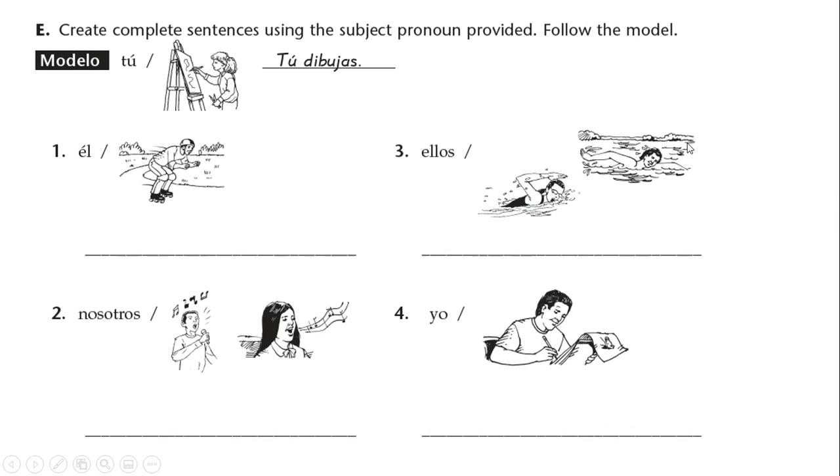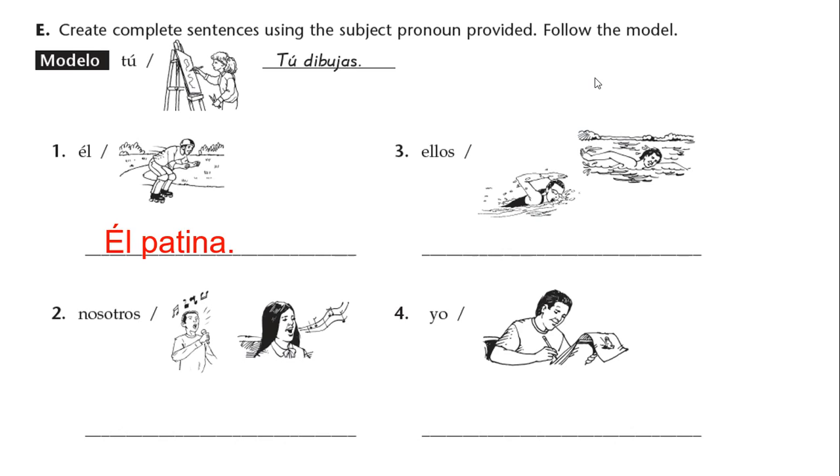And the last examples, you are going to write a sentence with whatever activity you see in the picture. Okay, so for the model, there's two and there's a person drawing. So it's tú dibujas. Go ahead and attempt 1 through 4. Pause the video so that you can utilize your notebook. Look up the verbs if you need to. We have to skate, to sing, to swim, and to draw. And then restart the video to check your answers.